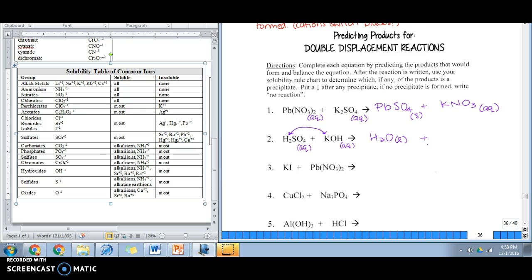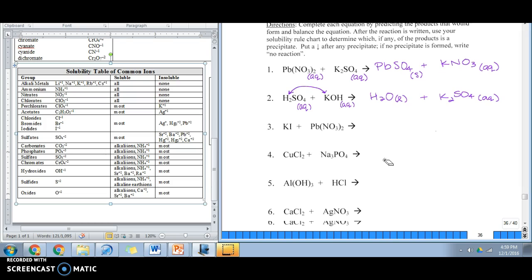Now we have to write our chemical formula for K bonding with SO4. Potassium always has a positive 1, sulfate has a negative 2. K2SO4 is going to be our product here. So water we already know is a liquid. K2SO4, remember all potassium ions are soluble, meaning this is an aqueous solution. Because we have the formation of this liquid, this reaction will also occur.